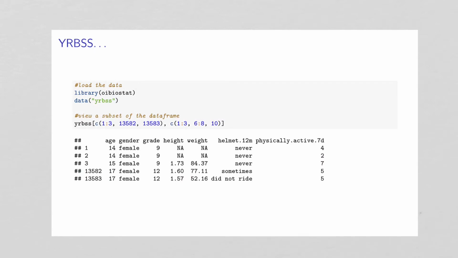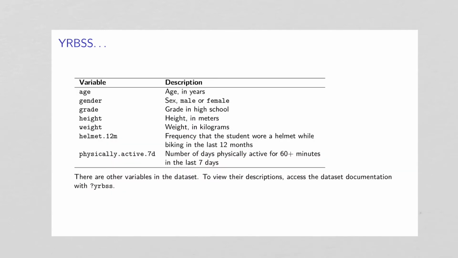Here you see some of the data. It's a subset of the data, and you see how we have age, gender, grade, height and weight. Sometimes we don't have it for everybody. Whether they wore a helmet, whether they're physically active, right? How many days out of the last 7 days were you physically active? Things like that.